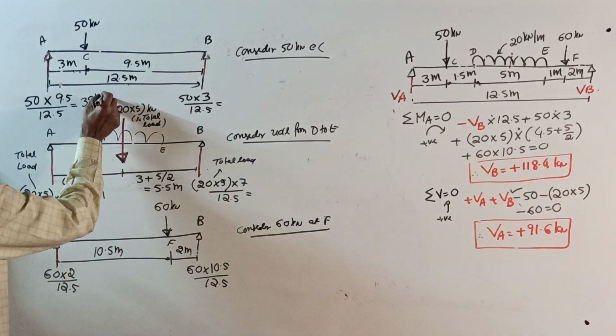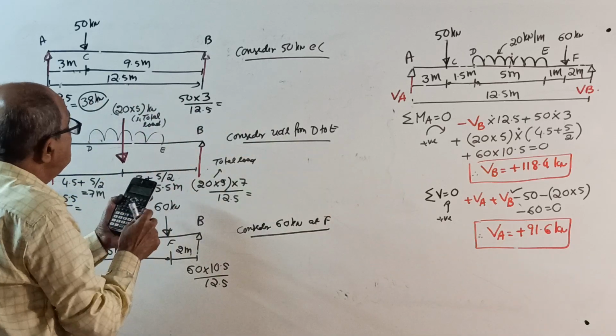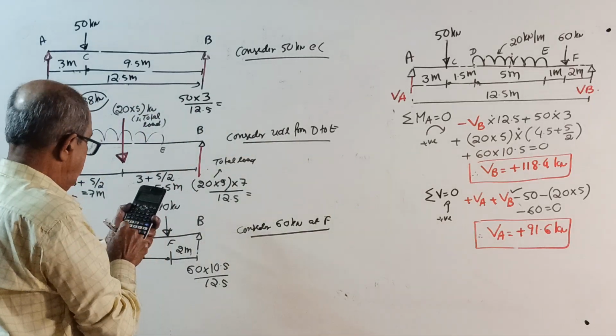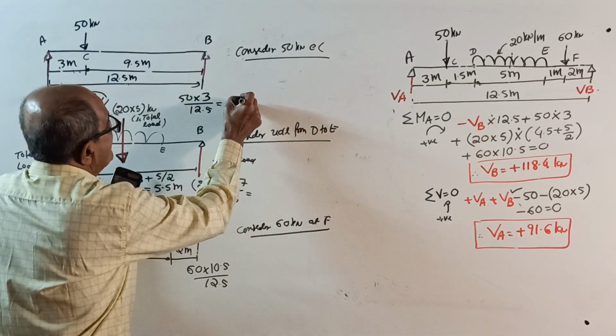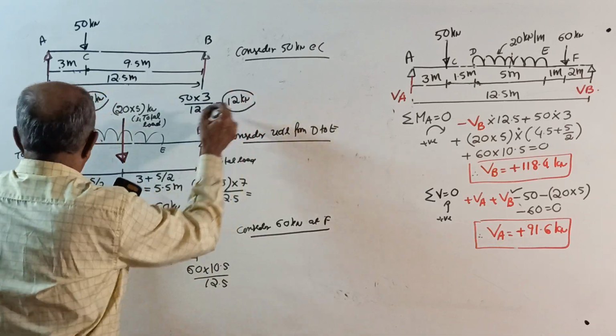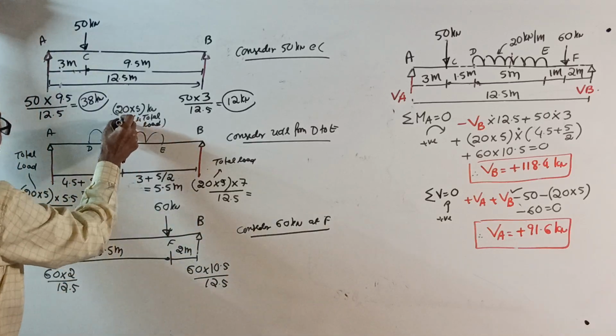38 kilonewton. I will round off. This will come 50 into 3 divided by 12.5, 12 kilonewton. I will round off that answer. 12 kilonewton. Here, see, total load is acting here.